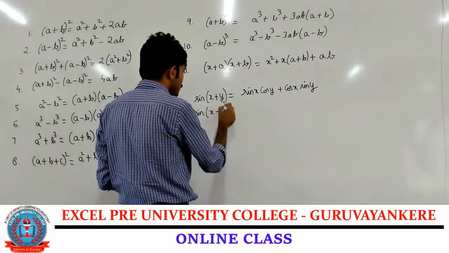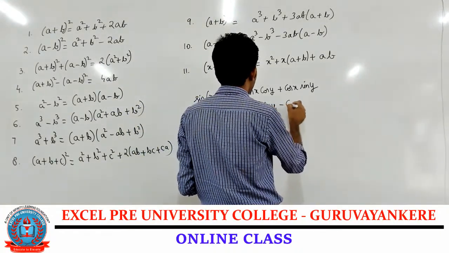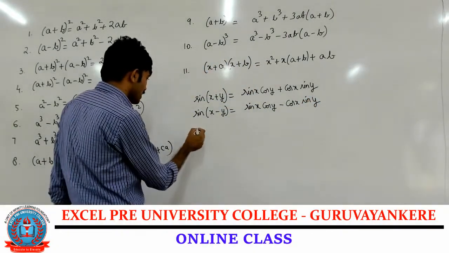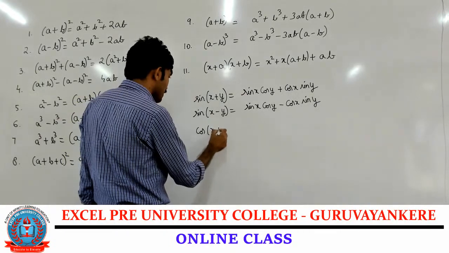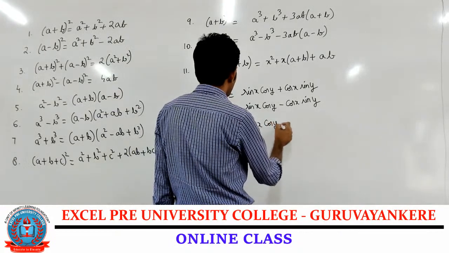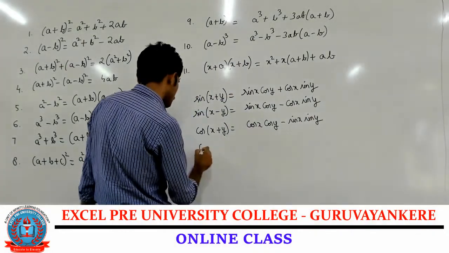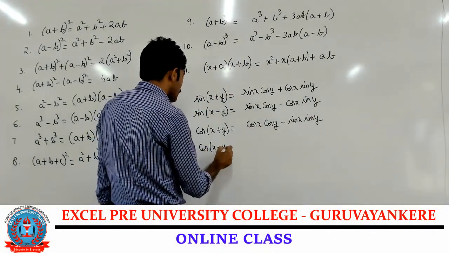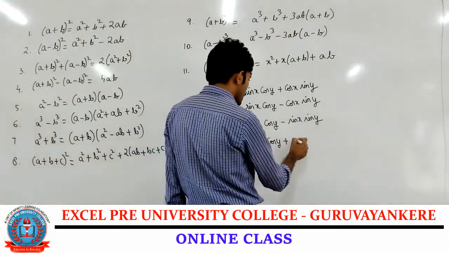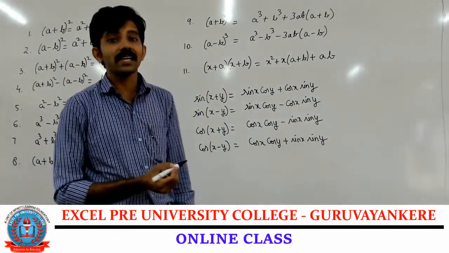Sin of x minus y is equal to sin x into cos y minus cos x into sin y. Next we have cos of x plus y. Cos of x plus y is cos x cos y minus sin x into sin y. Cos of x minus y is cos x into cos y plus sin x into sin y. These are called compound angle formulas.